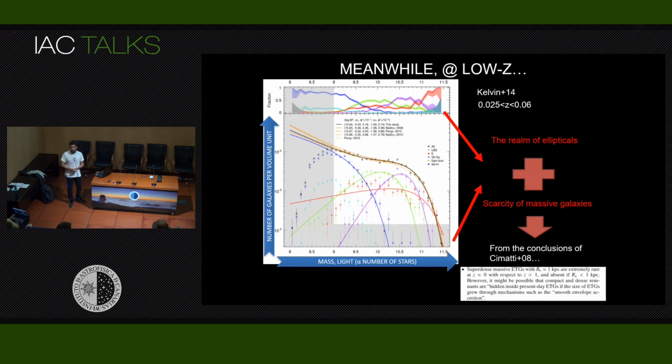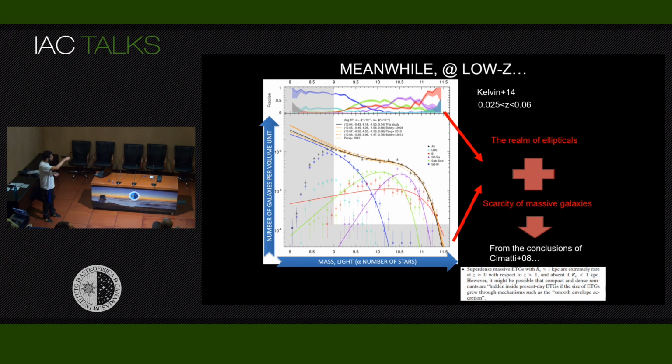On the other hand, if we move to the local universe, here I am showing the mass-size relation by Lee Kelvin up to redshift 0.6. Here you have on the y-axis the number of galaxies, and on the x-axis the mass of the galaxies. You can tell that the high-mass end is dominated by this red line, which are the ellipticals. And at the top of that, we are speaking about the part of the galaxy mass function which is dominated by the exponential decay. So these galaxies are very scarce in the local universe.